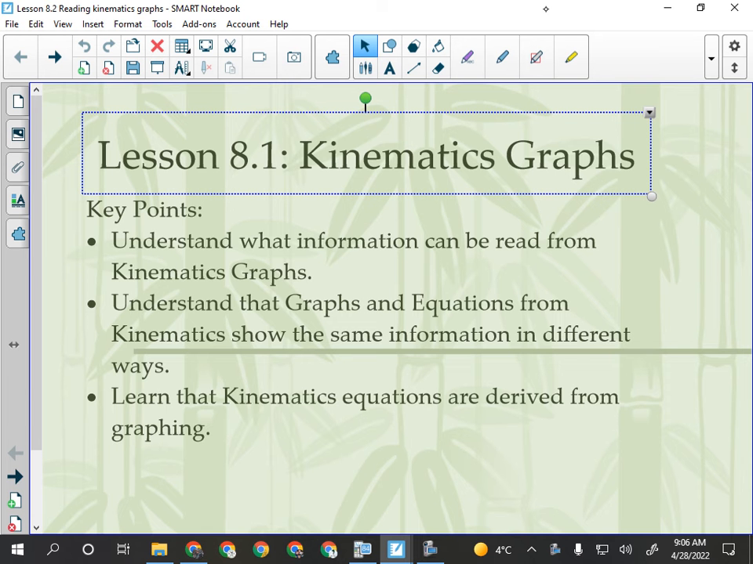Yesterday when we were looking at that graph of position versus time, I showed you how v equals d over t is actually equal to the calculation of slope on a position versus time graph, and that's something we'll go over a few more times today. And so that is that kinematics equations are derived from graphing. So almost all of the equations that we use are derived from a graph in some way.